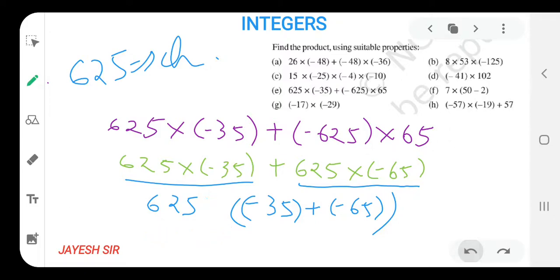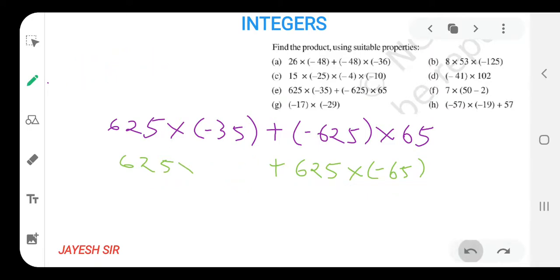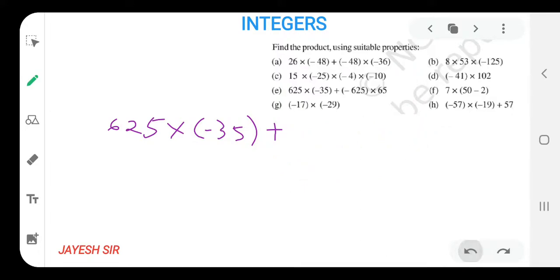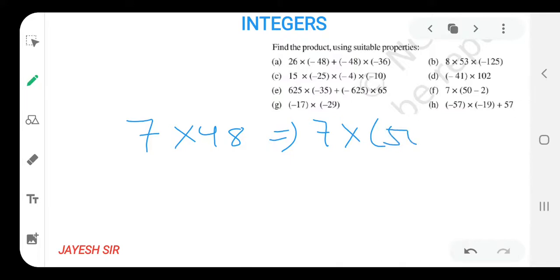In F number, the question is making our work easier by splitting the two terms. He has split the terms. That means if the number would be 7 into 48, I would always give you how to multiply using properties. So I will always give 7 into 48. I won't give you 7 into 50 minus 2. Why? Because that should be your approach. But in the question, your work is simpler. So we all know how to just use it. Which property is it? It is the associative property.